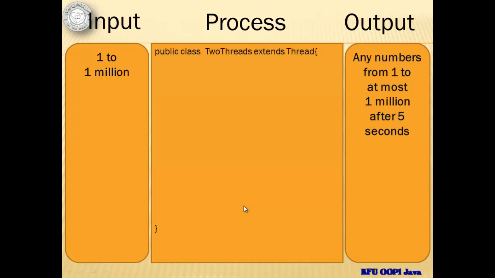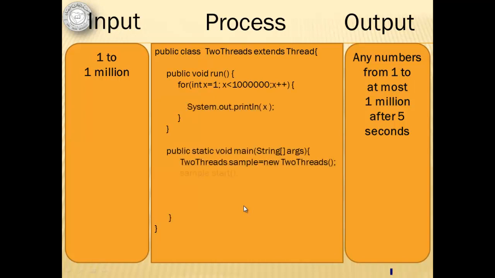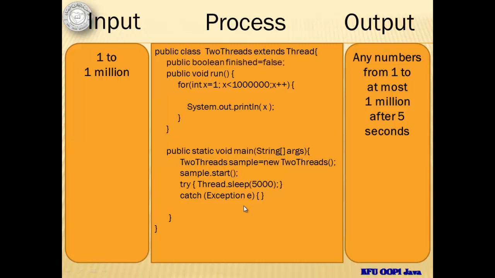So our class ToThreads will extend the Thread class. We will override the run method by creating a loop from 1 to 1 million and it will print every value. We will then instantiate ToThreads and start it. Using try-catch, we will command the parent class thread to sleep for 5 seconds. Its equivalent is 5000 milliseconds. Afterwards, we can determine if it is already finished sleeping by creating a variable finished that should initially be false. If it's true, printing of the numbers should stop. We can set this value to true right after the try-catch blocks.